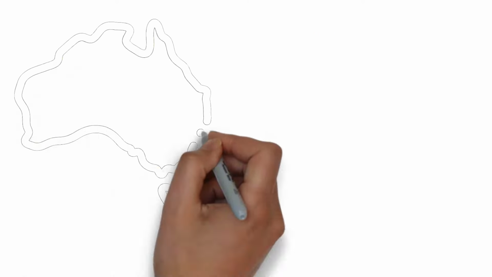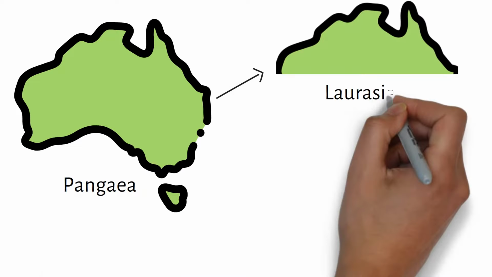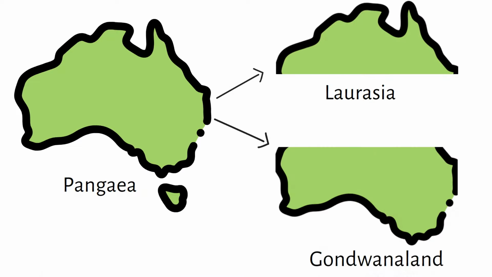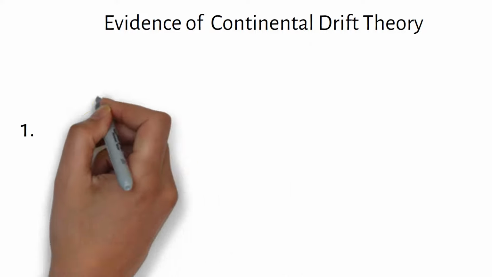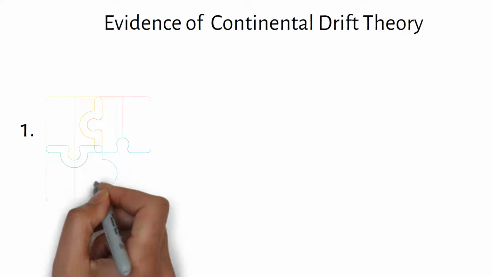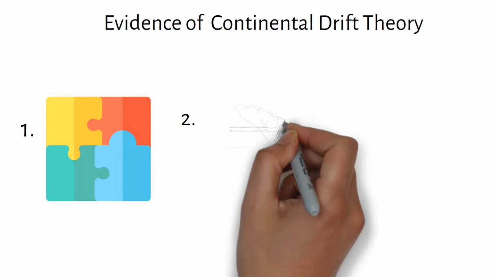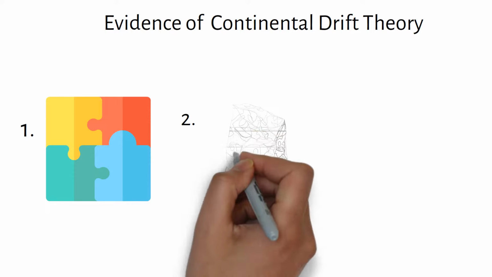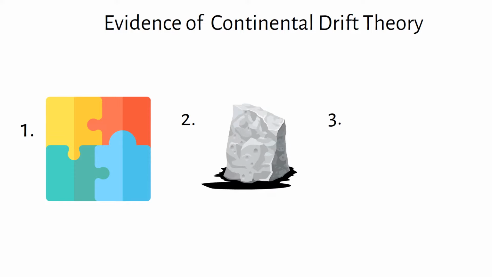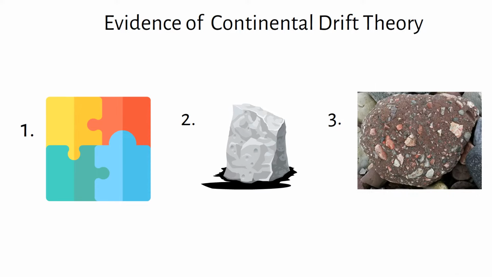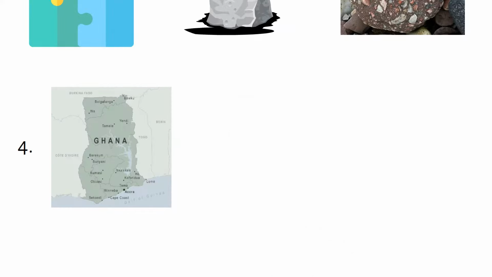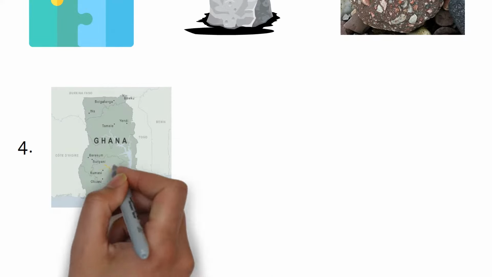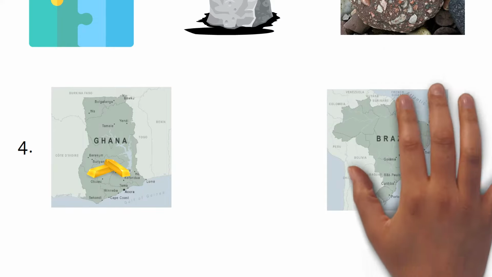The first ever continental split formed two parts called Laurasia, which is the northern component, and Gondwanaland, which is the southern component. What are some examples of evidence that proves the continental drift theory? First, there's the matching of continents where they have a jigsaw fit. Second, the existence of rocks of same age across the oceans. Third, tillite, which is a sedimentary rock formed out of glacial deposits, is present throughout Earth. Fourth, there's the existence of placer deposits where gold is available in Ghana, but the source rock is found in Brazil, which is on the other side of the ocean.